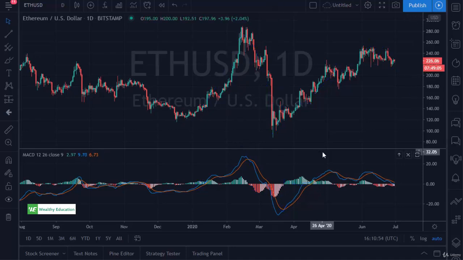Again, divergence is important, but when that histogram is really tight like that and the moving averages aren't doing much, that tells you you're in kind of a range-bound, sloppy, sideways market.